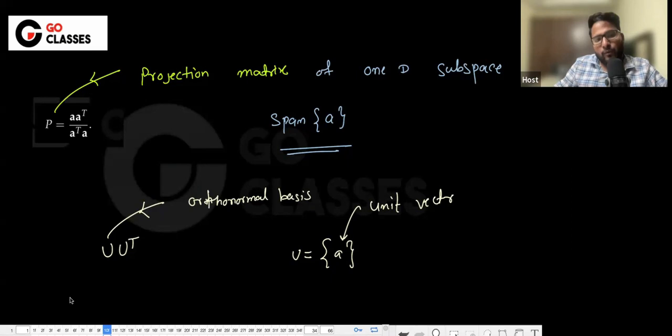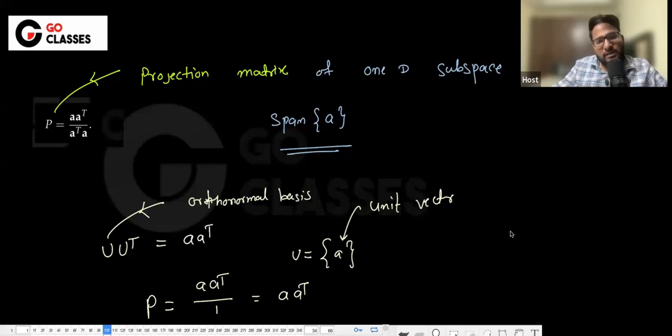In that case, can you tell me what this P will be? This P will be A into A transpose. Let's suppose A transpose into A is just one, right? So it will be A into A transpose, which is the same as U into U transpose, because U into U transpose is also A into A transpose, right?